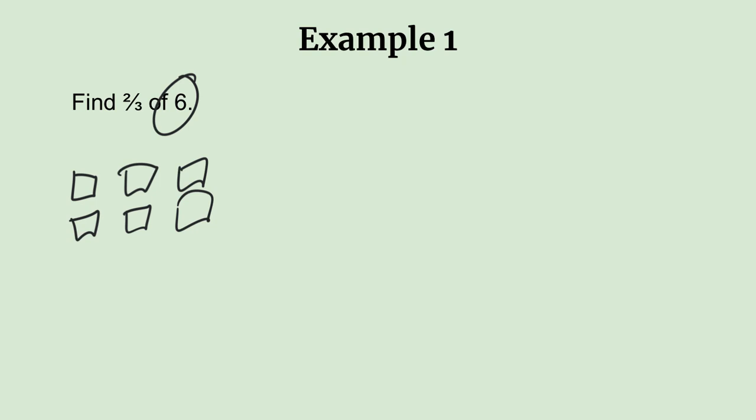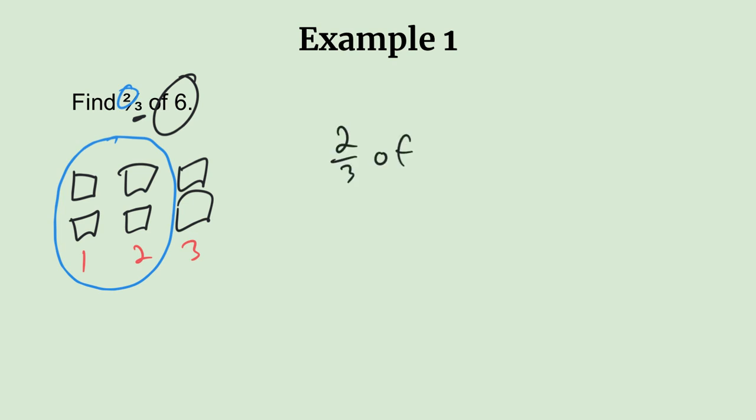Step 2 is the numerator. Tells us into how many groups to break it up into, which I just so happen to do here. We've got group 1, 2, and 3. And then the numerator tells us how many of those groupings do we want. We want 2 of those groupings. So 2/3 of 6 equals 4.